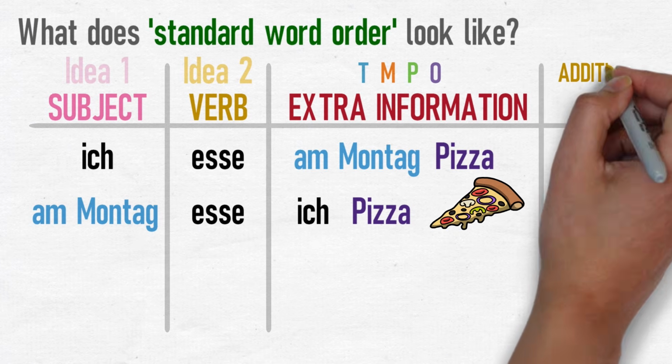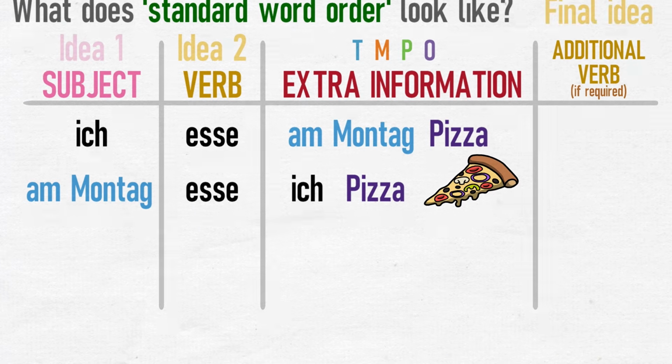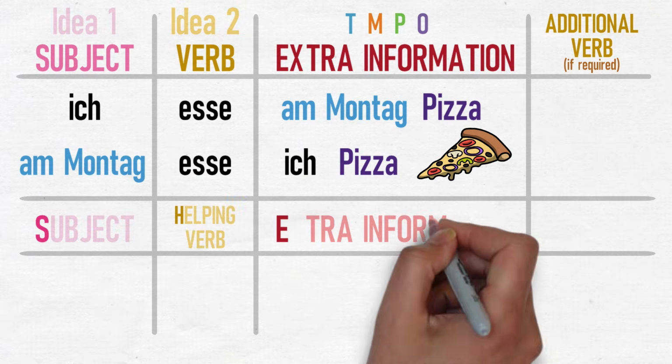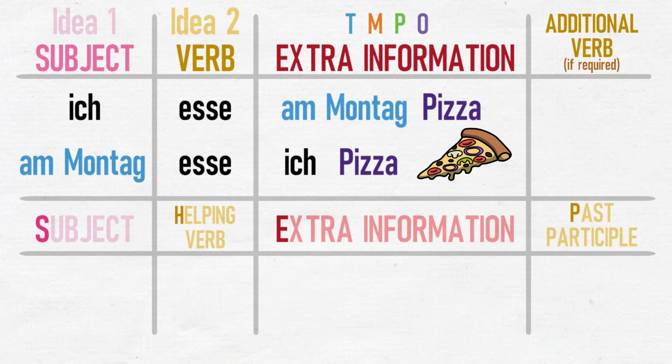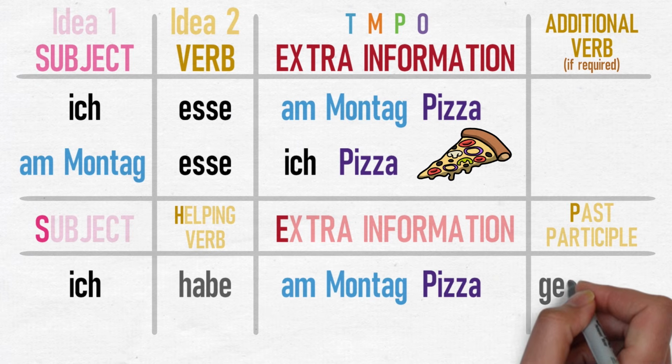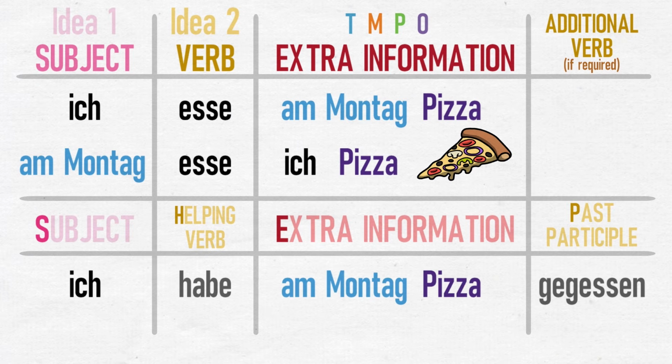In my Mastering the Perfect Tense video, we also learnt the technique that I refer to as SHEP, subject, helping verb, extra information, past participle. If you need to recap this lesson or haven't seen it yet, you can do so by clicking the banner now. A perfect tense example is Ich habe am Montag Pizza gegessen. I ate pizza on Monday.